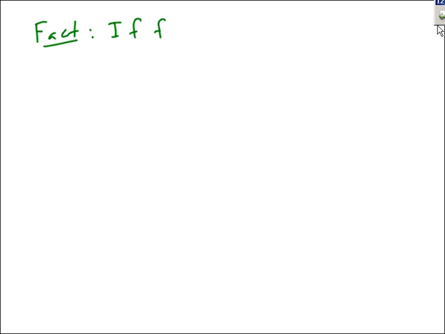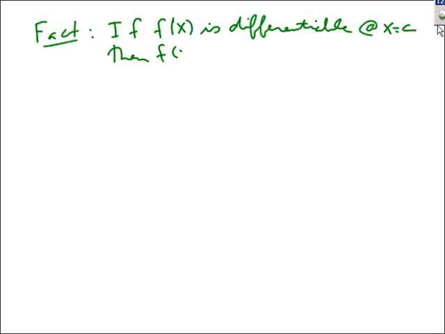If f of x is differentiable at x equals c, then f of x is continuous at x equals c.